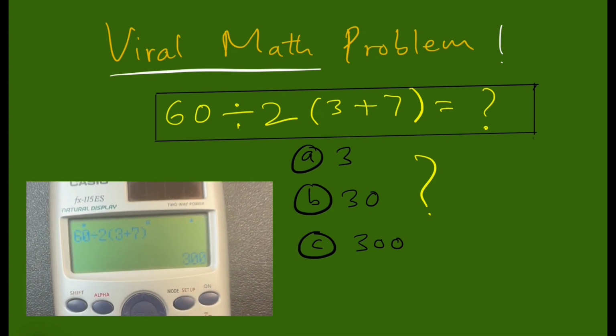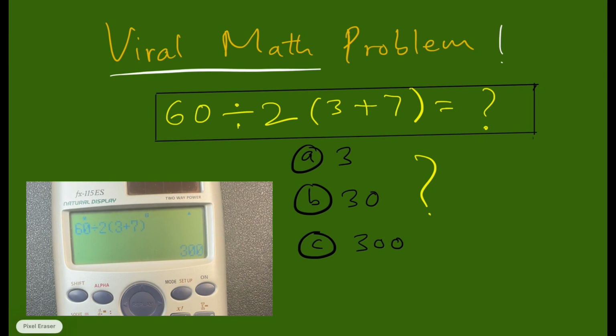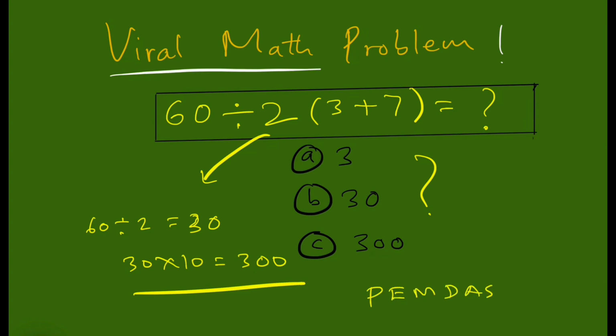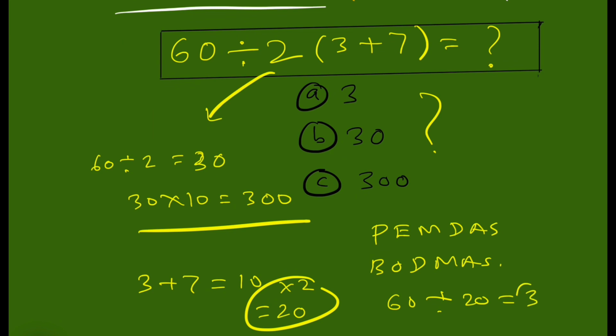This is because 60 divided by 2 is 30 and times 10 is 300. However, when we apply the PEMDAS or BODMAS rule, we get a different answer, which is 3. This is because after adding 3 and 7 in the parentheses, we multiply first, which gives 20. Now, 60 divided by 20 is 3.